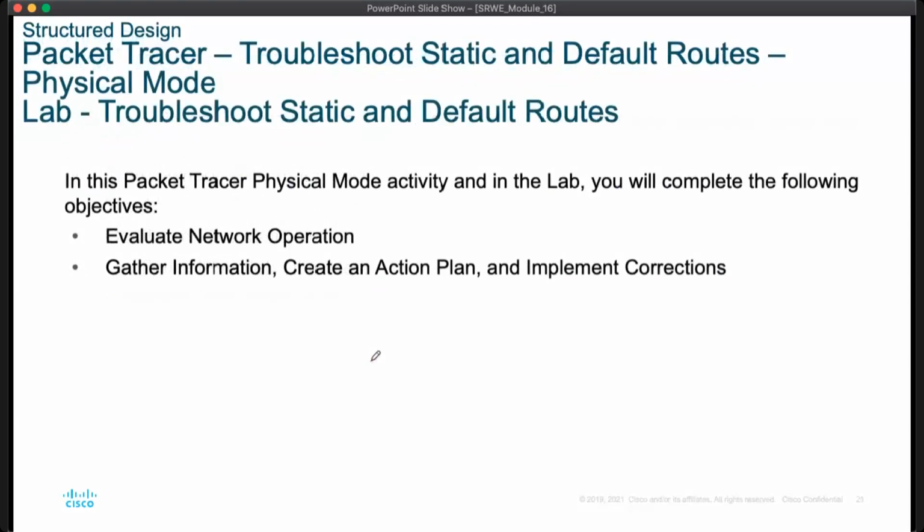Okay, there is also another Packet Tracer physical mode. You can find it in our NetAcad: Troubleshoot Static and Default Routes, physical mode, and then the lab Troubleshoot Static and Default Routes. In this Packet Tracer physical mode activity, in the lab, you will complete the following objectives. First, evaluate network operation. Next, gather information, create an action plan, and finally implement corrections. So this will help you to solve the problem also. These two are very important.